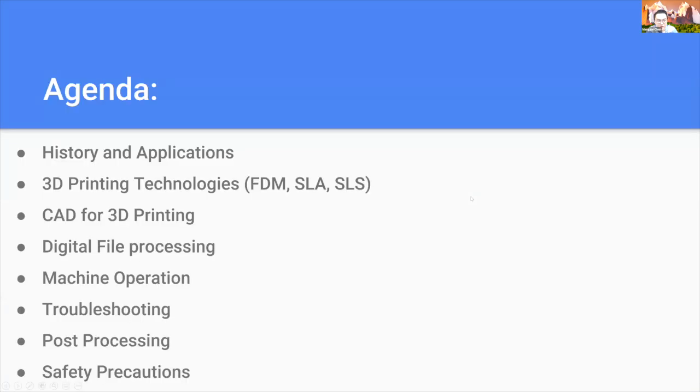So here is our agenda for the night. First, I want to talk about some of the history and applications of 3D printing. I want to introduce you to different types of 3D printing technologies. I also want to talk a little bit about how you can design CAD specifically for 3D printing, how you can process a CAD design and optimize it for 3D printing, how you can operate a 3D printer, what some of the common problems are that you see in 3D printers today and how you can fix these, how you can improve print quality by doing some post-processing techniques, as well as several safety precautions.